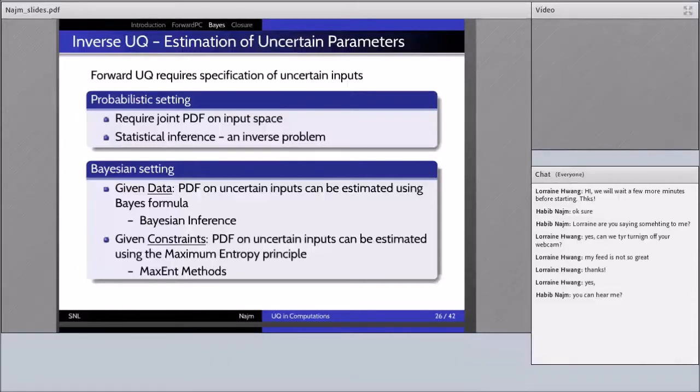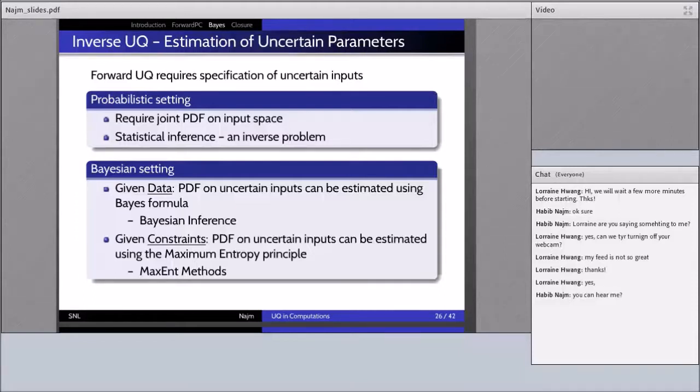Let's talk about inverse UQ methods, where we're estimating uncertain parameters from data on model outputs. And these are important in general, any type of measurement, but certainly important for forward UQ in computations because, as I said, the inputs have to come from somewhere and they usually come from measurements. And we need a PDF on the inputs, so we need to do probabilistic analysis for the inverse problem. So we don't want just least squares fit to get the best fit parameters.